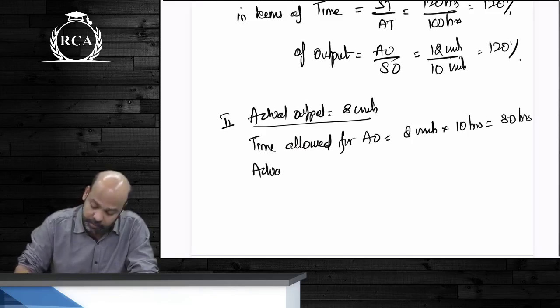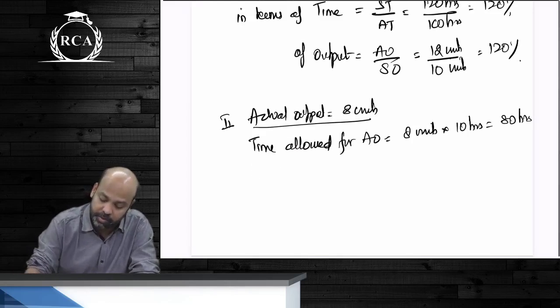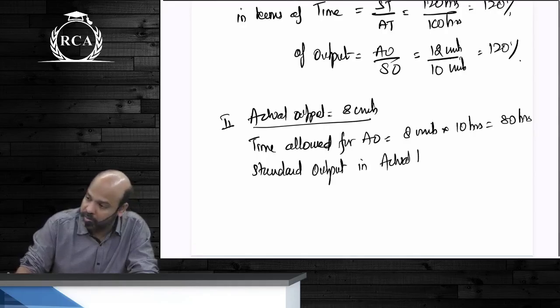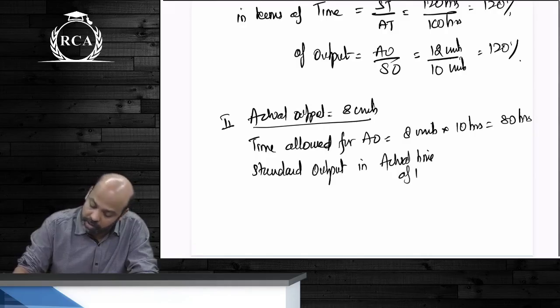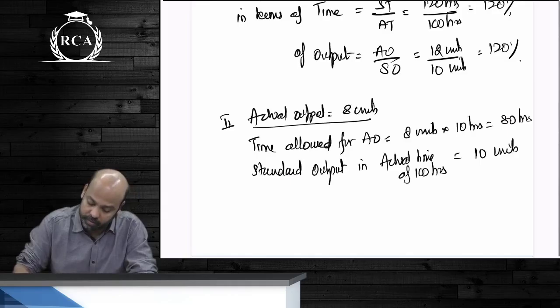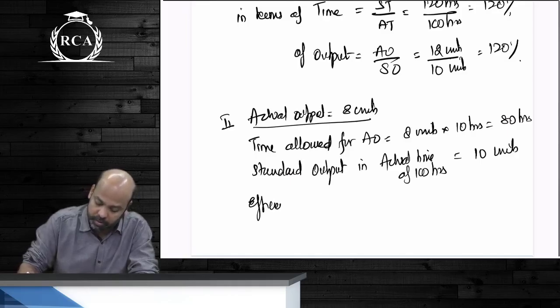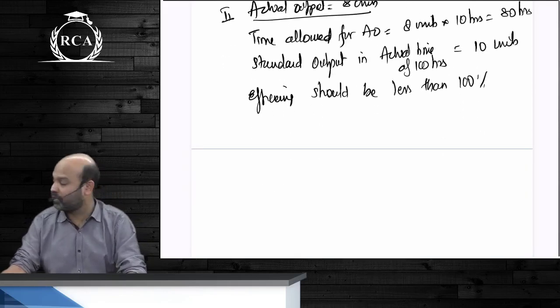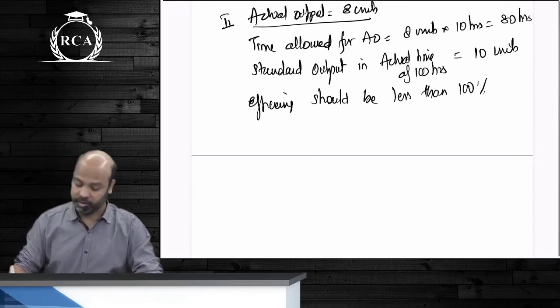Standard output, beta, in actual time would be the same. How much? Standard output in actual time of 100 hours, beta, would be 10 units. Efficiency, beta, should be less than 100%. Efficiency should be less than 100%.